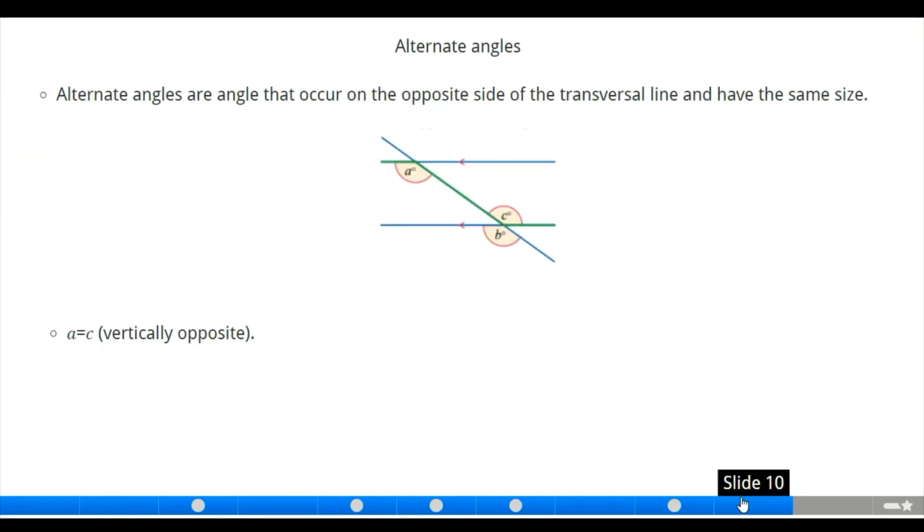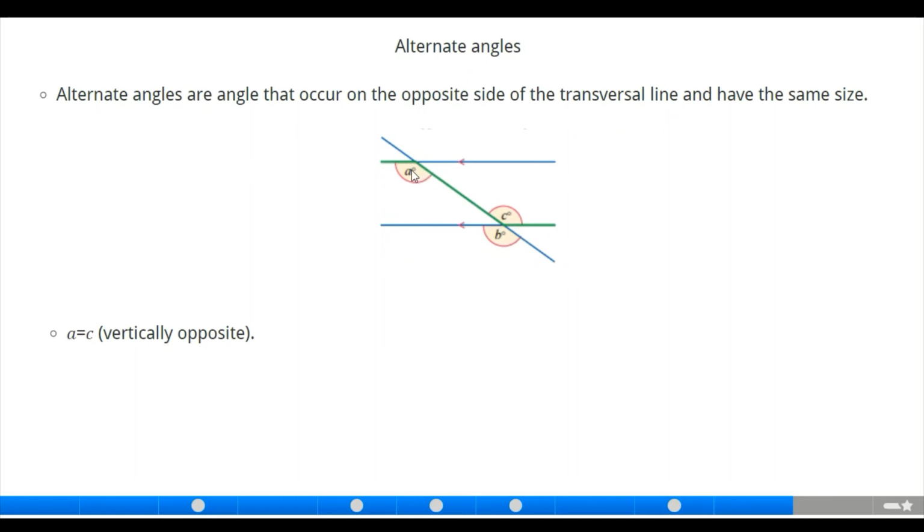Okay? Let's look at alternate angles. Alternate angles are angles that occur on the opposite side of the transversal line and have the same sides. Okay, now let's look at this here. If you look at what we have here, this is a line, this is another line. We have a transversal line that is crossing these two lines.